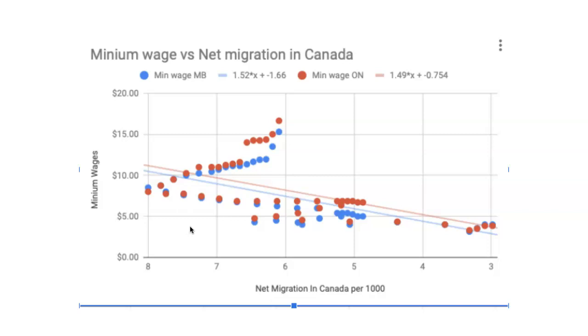Minimum wage in Ontario and minimum wage in Manitoba kind of follow each other across the line of best fit. Most of the points are near the best fit line, so it's a moderate positive correlation at best, which means that they're kind of grouped together, but not really. Overall, I would say I found somewhat of a correlation in my findings and research.